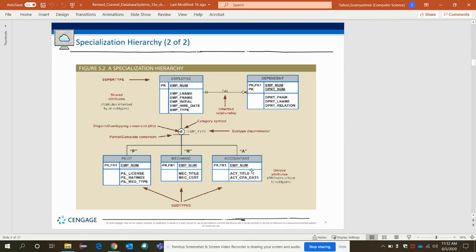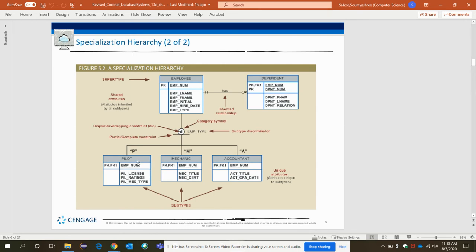Let's first explore what a specialization hierarchy is. A specialization hierarchy depicts the arrangement of higher-level entity supertypes, that is the parent entity. Here in this case, the employee will be the parent entity or the supertype, and the lower-level entity subtypes are the child entities. For this case, we have pilot, mechanic, and accountant. So this picture shows the specialization hierarchy formed by the employee supertype entity and three entity subtypes: pilot, mechanic, and accountant. All together this can be called a specialization hierarchy.